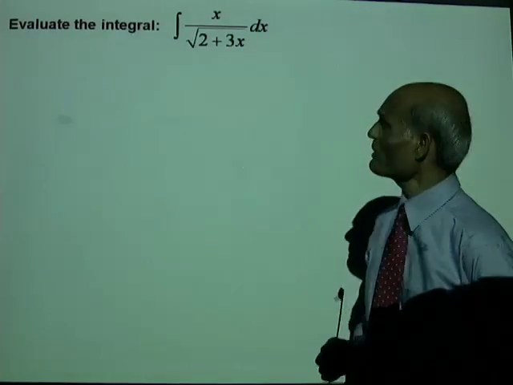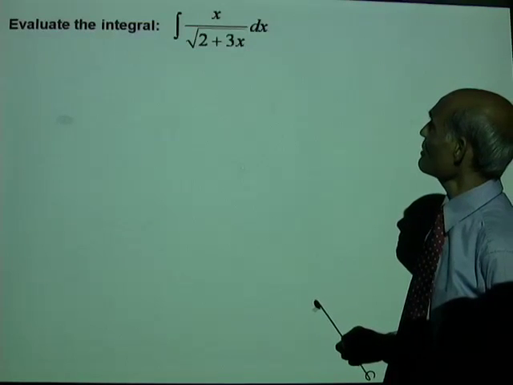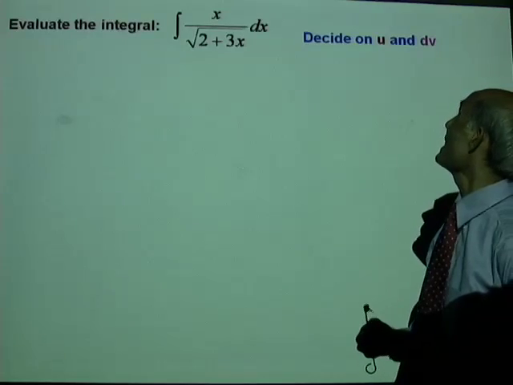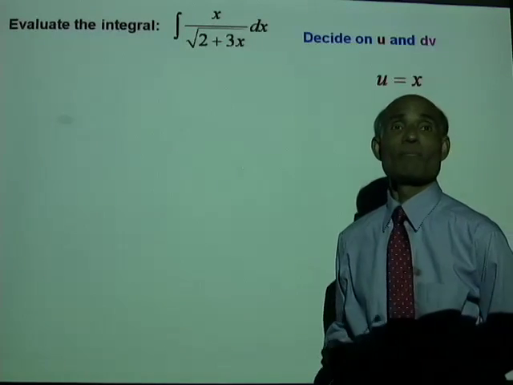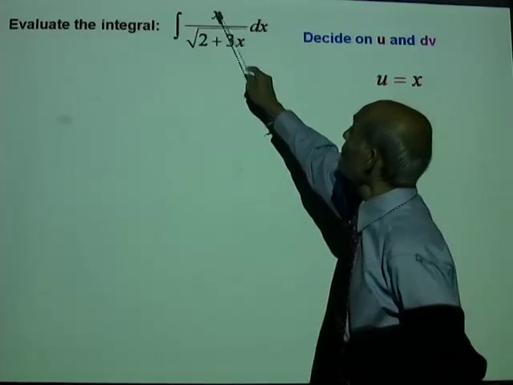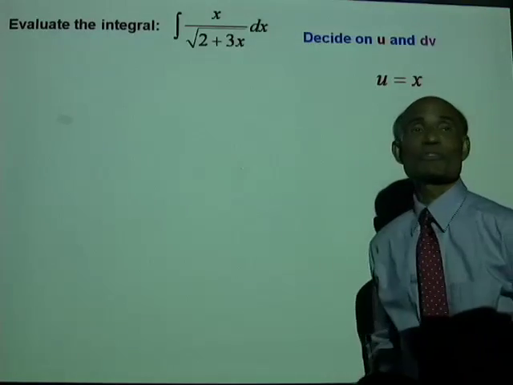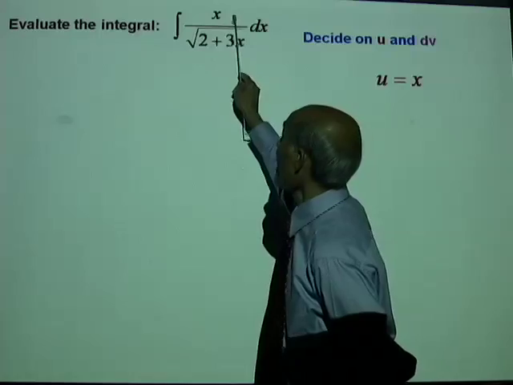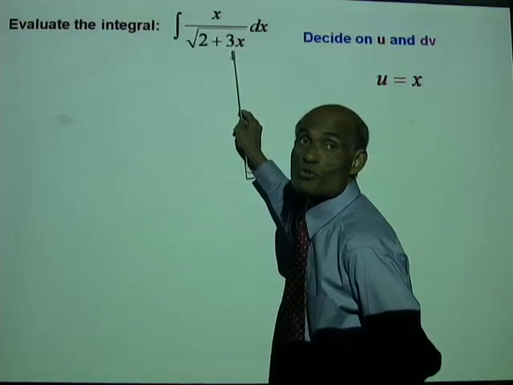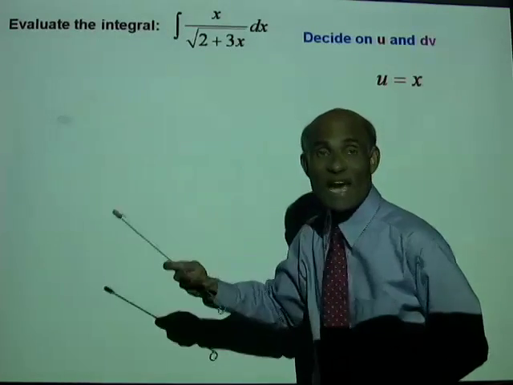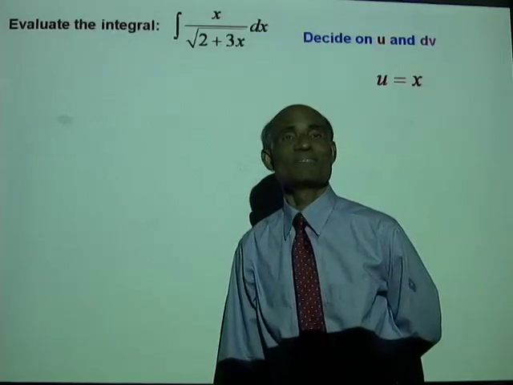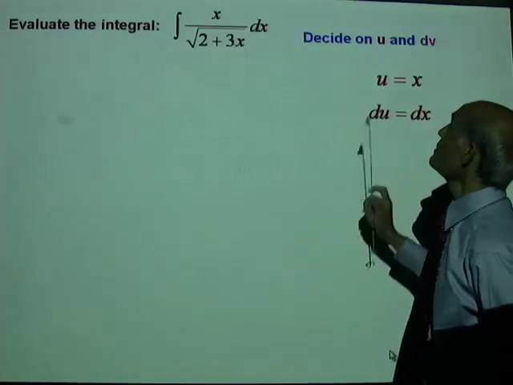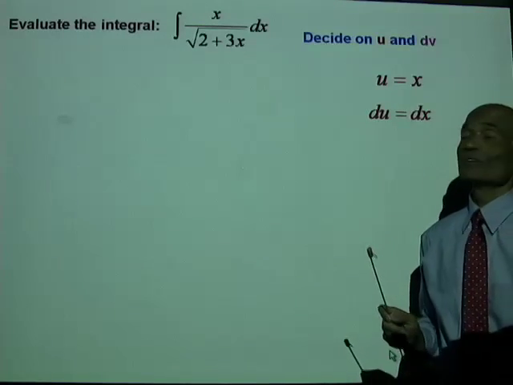Now, how about this? What's the method of doing that? Decide on your u and dv. Well, your u equal to x. Why? Because 1 over square root 2 plus 3x dx can be integrated.